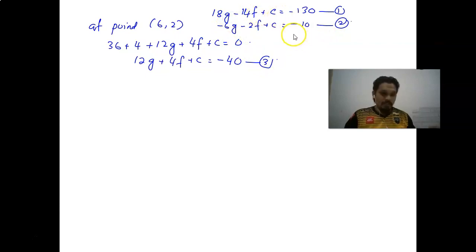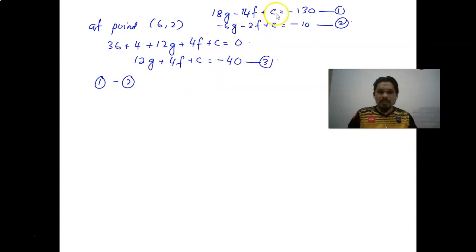So now, we are going to find out the values of g, f, and c when we're given 3 equations with 3 variables. That makes the working solutions quite a bit longer. Okay, so let's say equation 1 minus equation 2, because I'm focusing on c and c here. Okay, let's try.